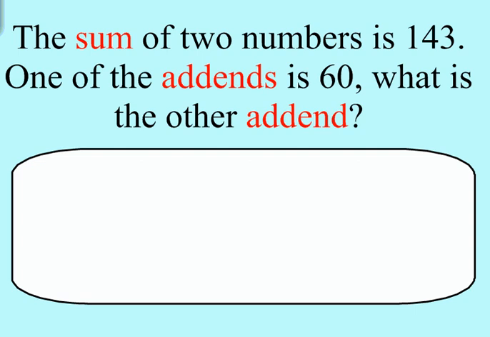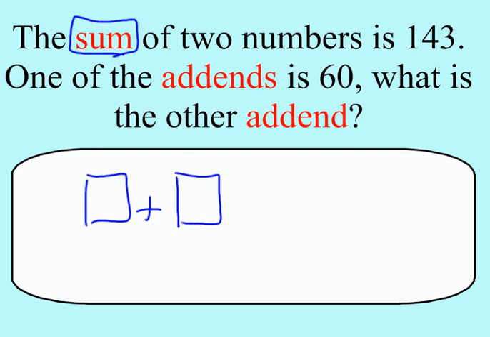Let's take a look at some examples using math terminology. The sum of two numbers is 143. One of the addends is 60. What is the other addend? Well, as soon as I see sum, I know we're talking about addition. The sum of two numbers, so I have two numbers. The sum of two numbers is, equal sign, 143. One of the addends is 60. What is the other addend?